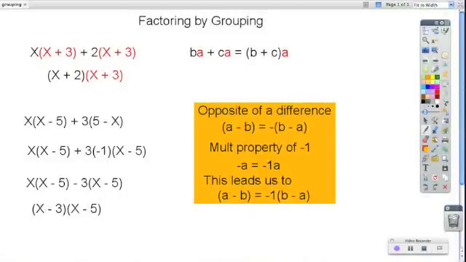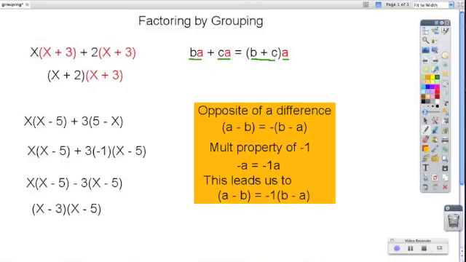Let's do a couple problems where we factor by grouping. But before we start, let's review the distributive property. The distributive property says that (B + C) times A equals B times A plus C times A. This is called the right-hand distributive property because the variable on the outside is to the right of the parentheses.